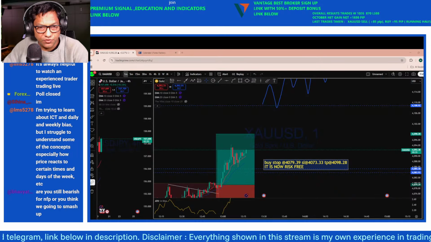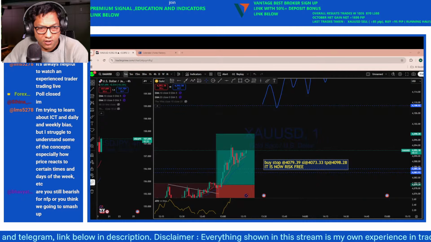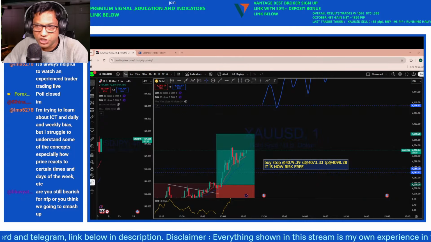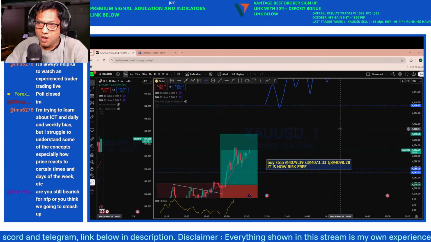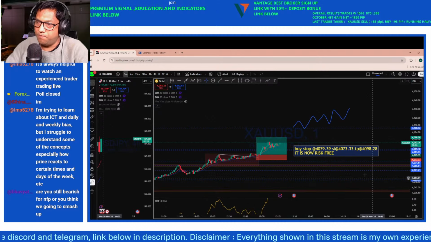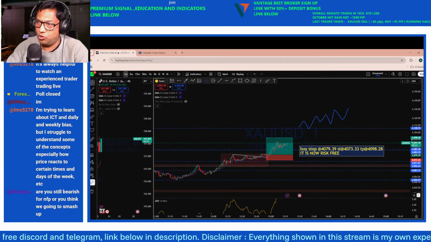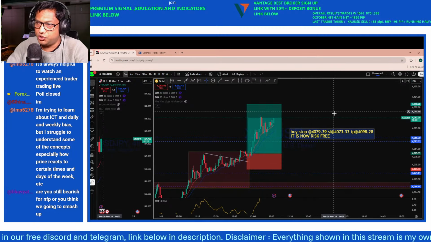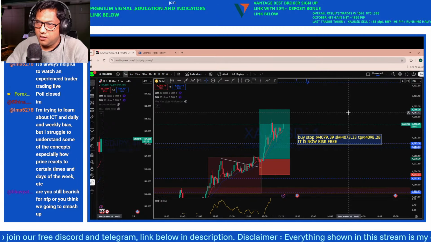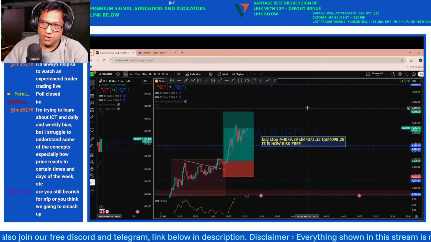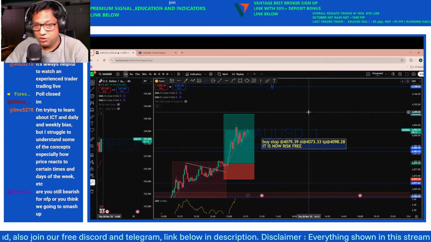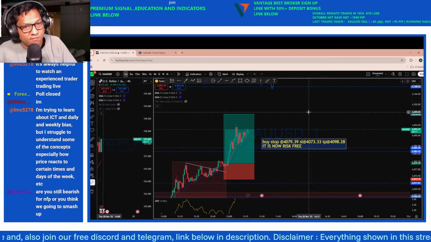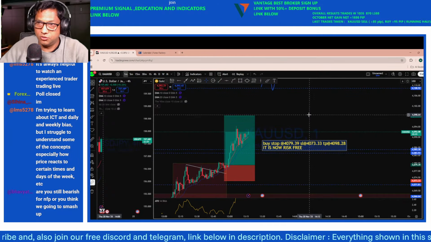Are you still bearish for NFP, or do you think we are going to smash up? I think it's going to push back up because the trend looks very strong. And this kind of market structure that you can see is not a sign of a bearish market structure. So there is a possibility for upside, but again, we need to just wait for the data.